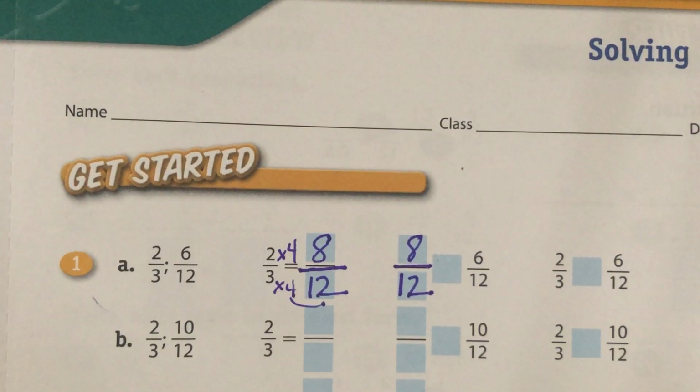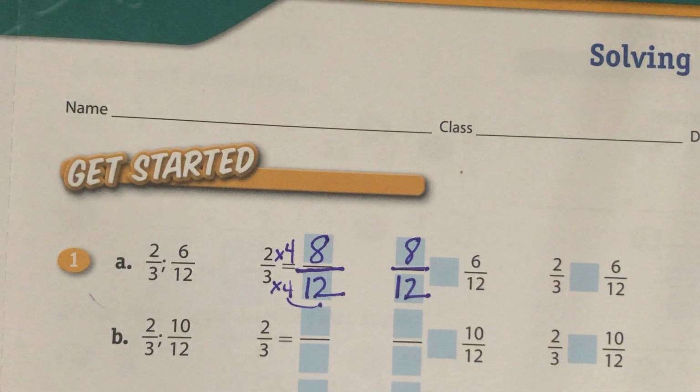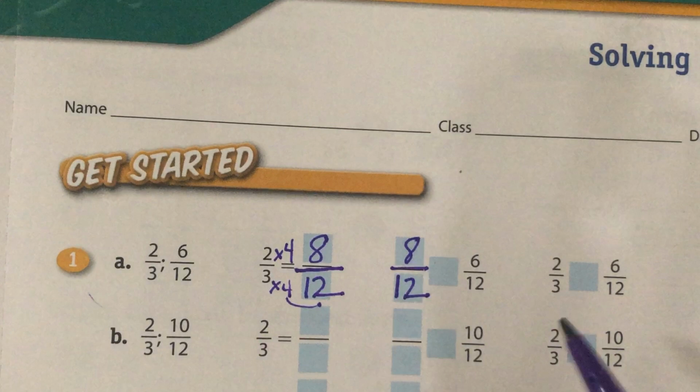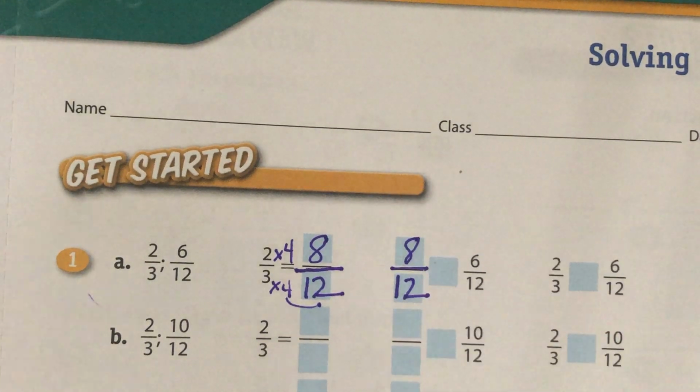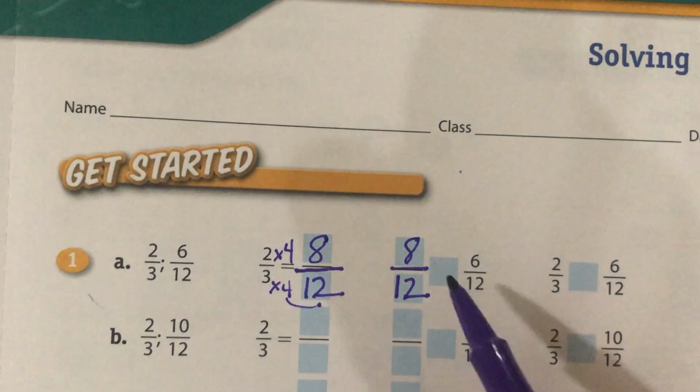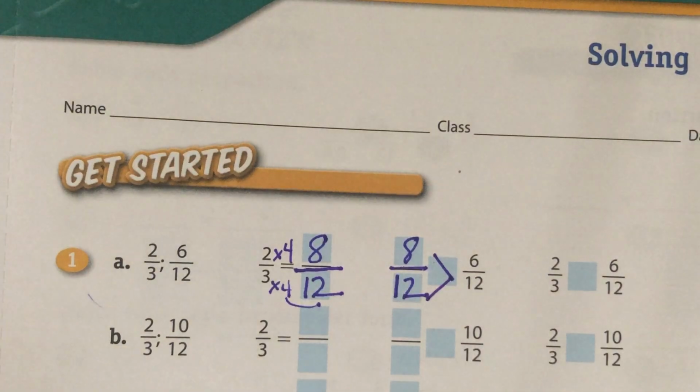So in terms of whether or not one is bigger than the other, I like to think of food because I love food. And specifically, I love chocolate. So would I rather have 8 out of 12 pieces of chocolate or 6 out of 12 pieces of chocolate? Well, I think everyone knows the answer to that question. I would like 8 pieces of chocolate, please, and thank you very much. So 8 is more than 6, right? So 8/12 is going to be greater than 6/12.